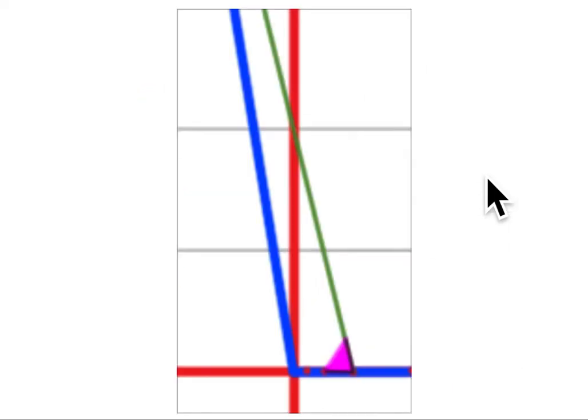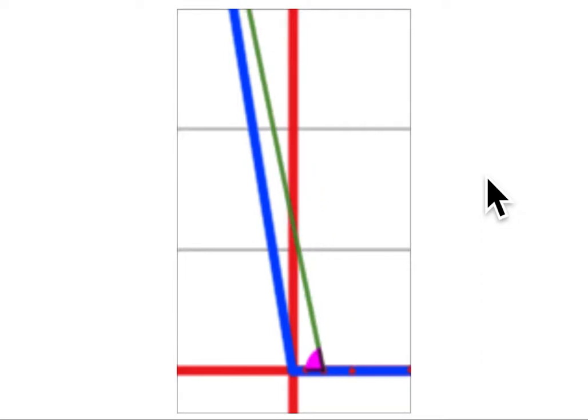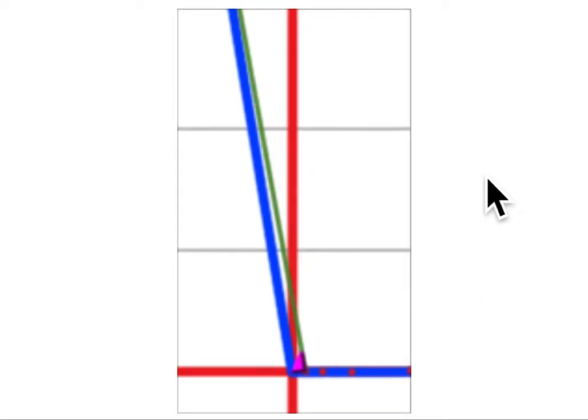So let's zoom in a little bit. But it will never reach 90 degrees. This is a really skinny triangle here. This angle is greater than 90 degrees, but this angle will not reach 90 degrees. And this is a really, really, really tiny angle up here.